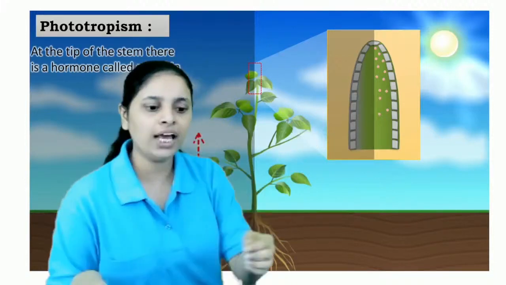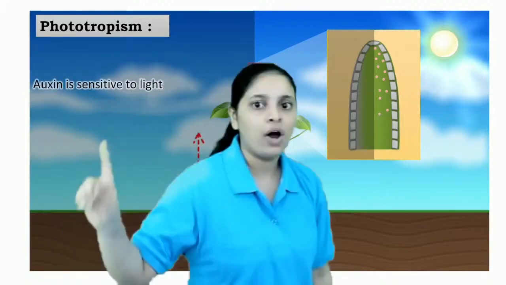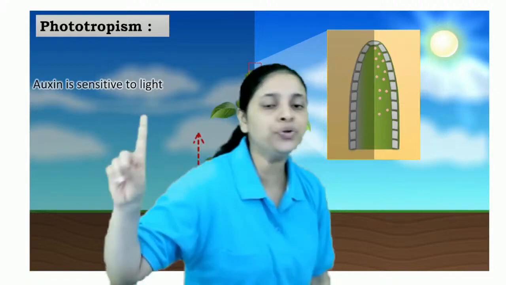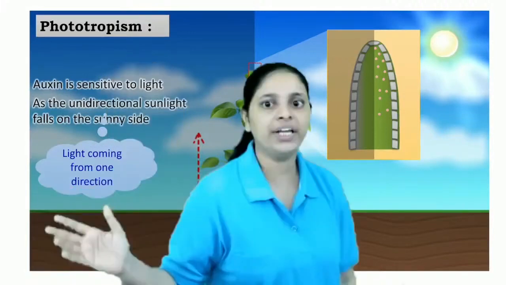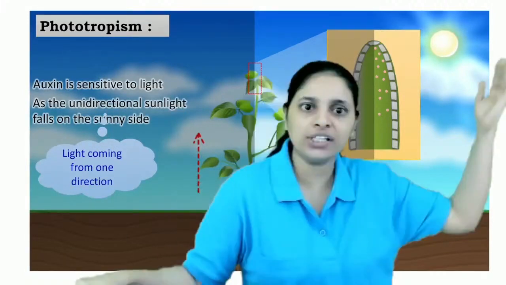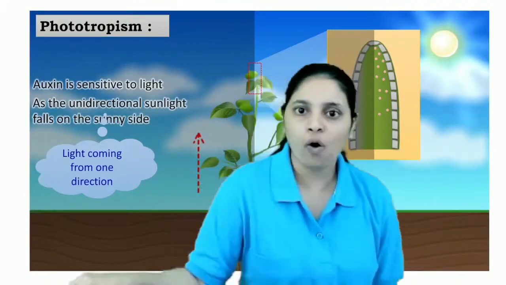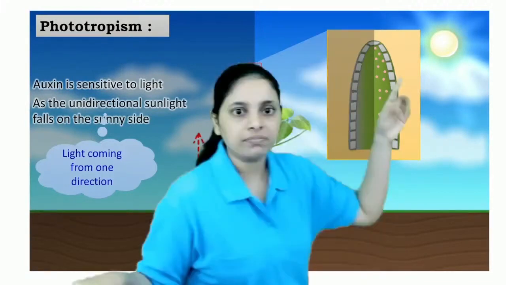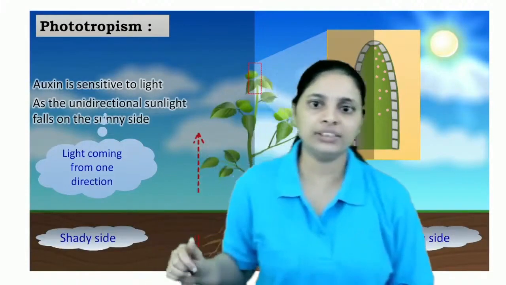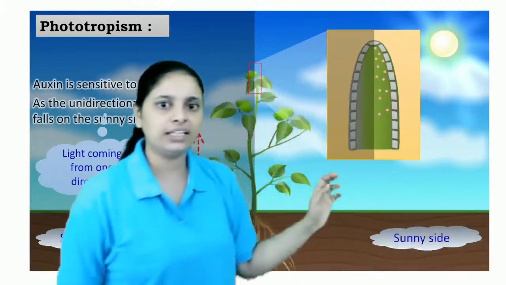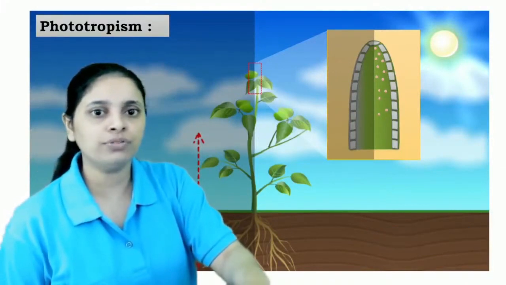सही है? तो अब ये auxins move करेंगे from the light part to the shaded part. देखो, auxins are sensitive to light, so they cannot tolerate light. So they have to move to the shaded part. So as the unidirectional sunlight, इसी तरफ से sunlight मिल रही है ना plant को, falls on this sunny side of the plant, क्या हो जाएगा? Yes, here you can see shaded side, shady side and sunny side of the entire plant. Okay, क्या होगा? चलो सोचो.